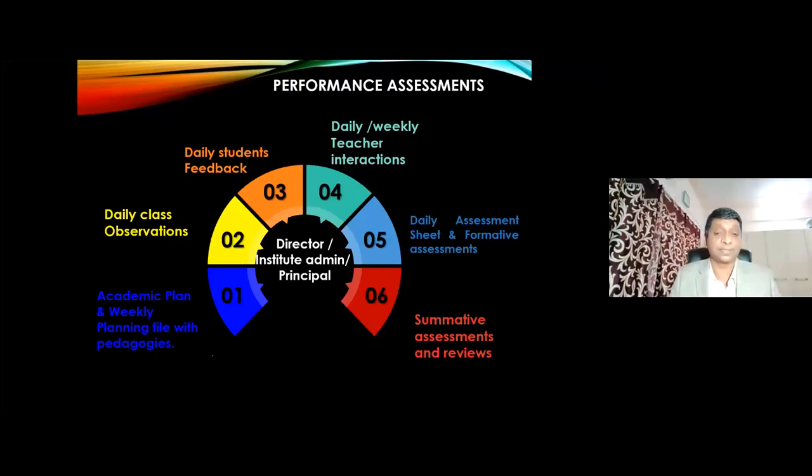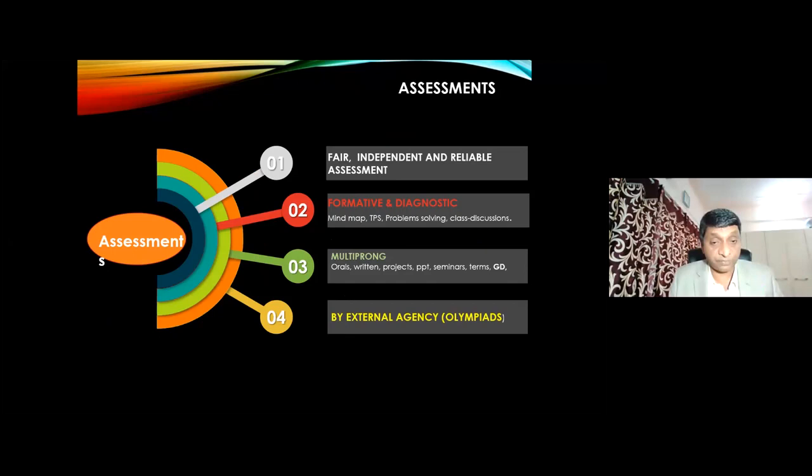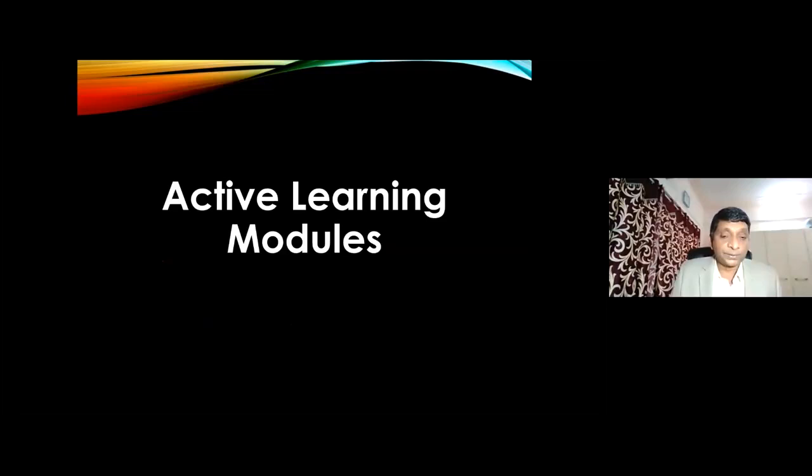Then summative assessment and regular reviews are part of the strategy. Assessments, I told you, should be independent, reliable, fair. They should cover all aspects, formative, diagnostic. It should be multi-pronged. It should be oral, written, project, PPT, seminar, everything. And it should be by an external agency also. Like we ask all our students, every student of our school, to write an Olympiad exam, so that we know the progress of each and every student. They give a complete analysis of each student in all subjects, English, math, science. So we know the progress of our students with respect to the rest of the world. Okay? And I'll come to those results also. So these were the active learning strategies.